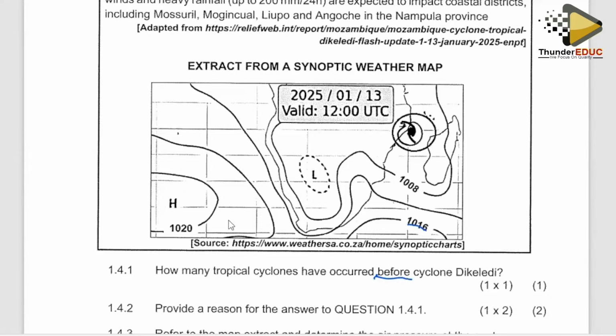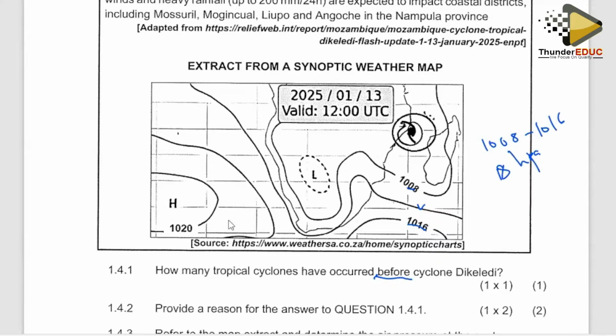And 1016 here, we are approaching a low pressure, which means our pressure readings must decrease as we go towards the low and must further decrease as we reach the center of the low. So if this is 1016 and there is an unnumbered isobar between, and we have 1008, it means our interval, if we read 1008 to 1016, is a gap of 8.